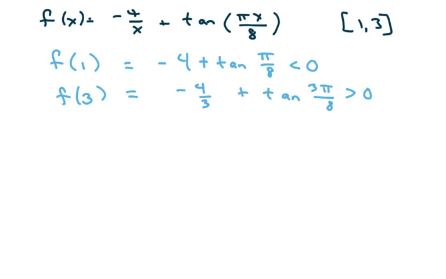So by the intermediate value theorem, f of c equals 0 for at least one value of c between 1 and 3.